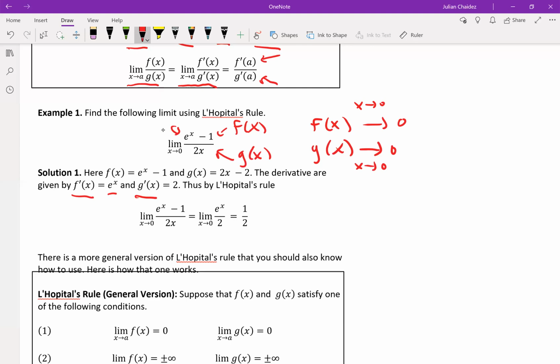By L'Hopital's rule, this limit is given by the limit as x goes to 0 of e to the x over 2, which in this case is 1/2. Before, I had something different written down. Maybe I'll say a little bit about that previous example just to explain the wrongness of it.